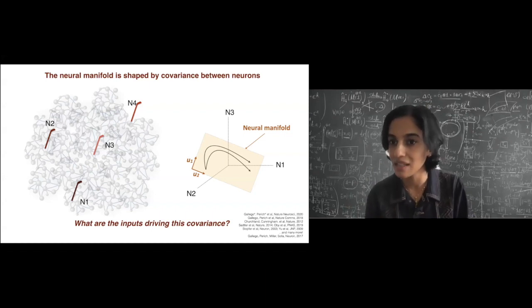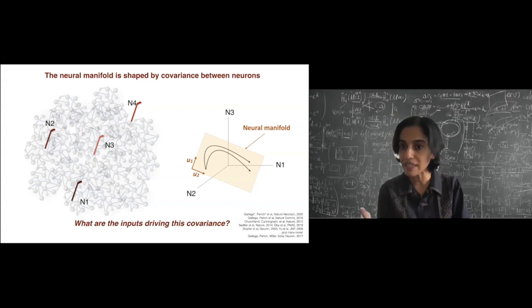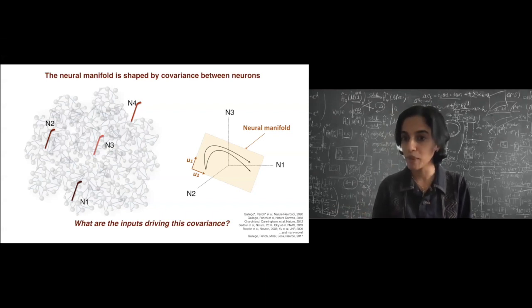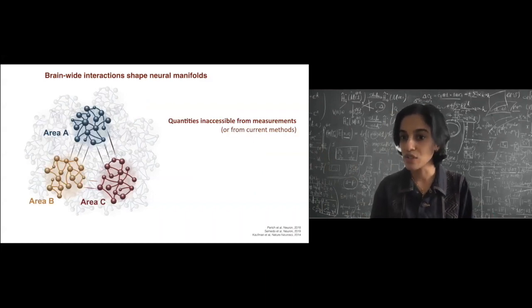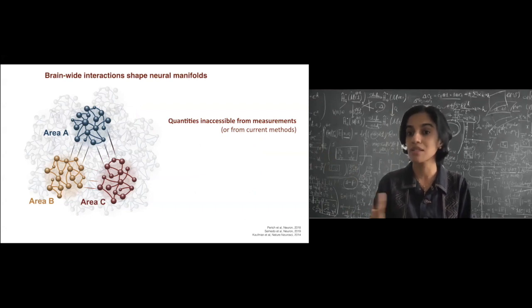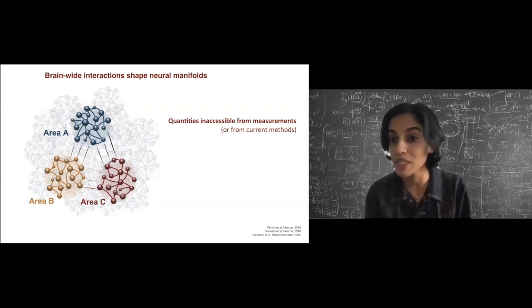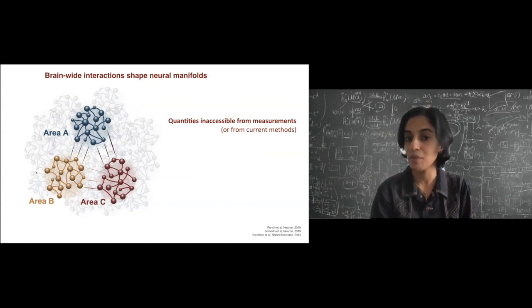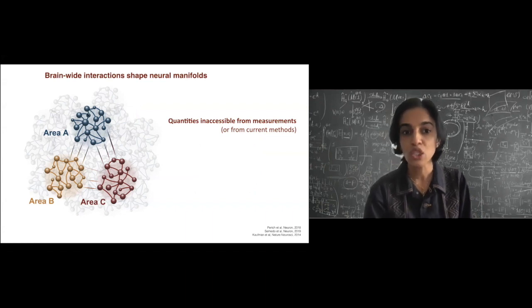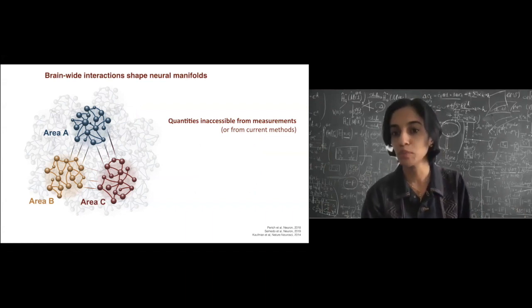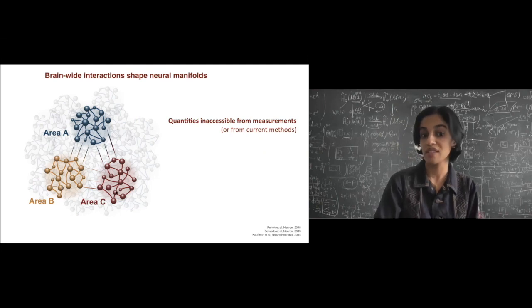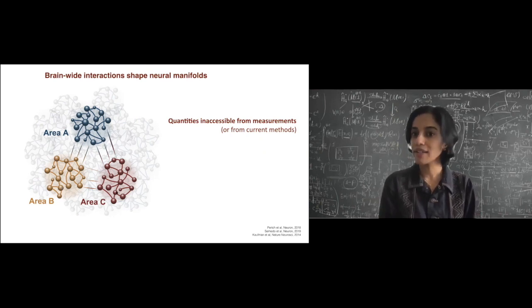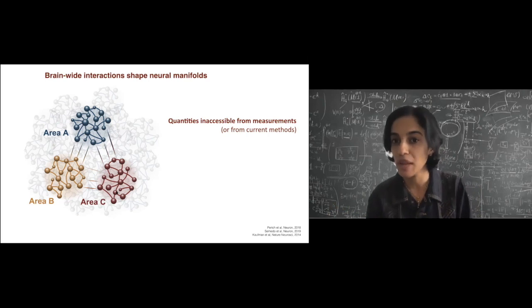That's kind of a subtle question, because these inputs that really shape the covariance of population activity, which is a subject of so much research and interest now, could actually be brain-wide interactions, right? So these are interactions amongst different interacting brain regions, potentially brain-wide. I've expressed that in terms of this cartoon that you see on the left. I'm hoping everyone can see my cursor. So area A is this blue blob, area B the yellow one, area C this one. And brain-wide interactions are the things that really shape neural manifolds.